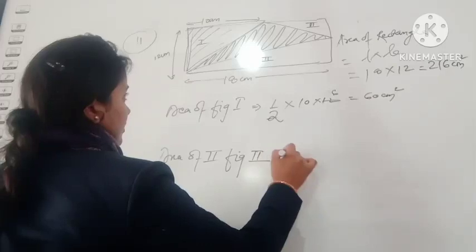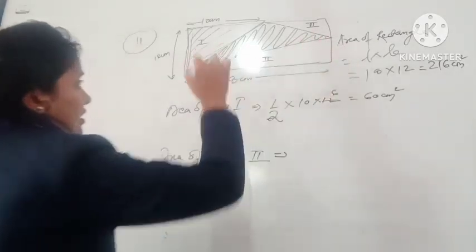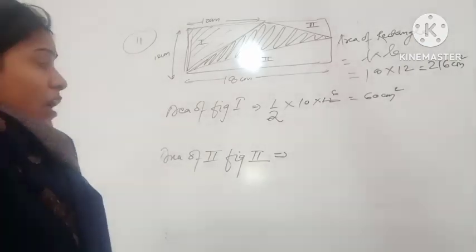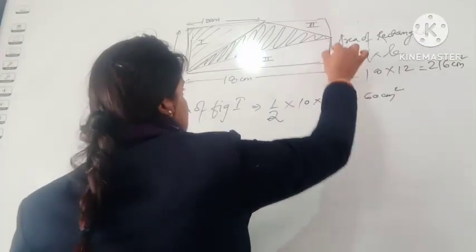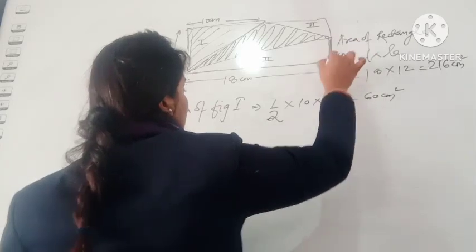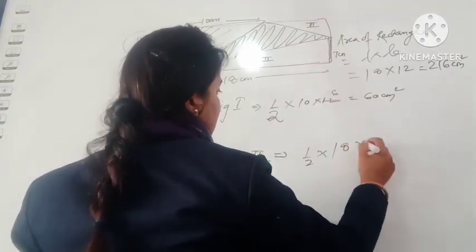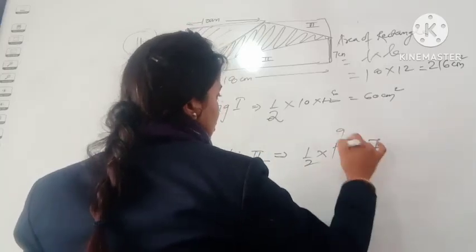This one is also in the form of a triangle. Now this is given as 7 centimeter. So again half into base, I consider it as 18 and as 7. So this will be 63 centimeter square.